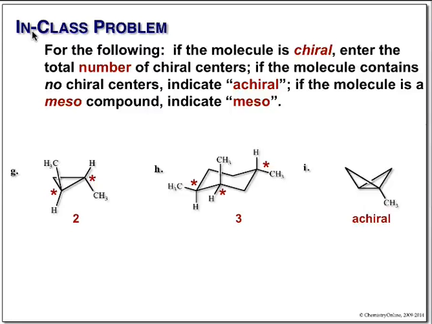Remember that when we're talking about a meso compound, it's also proper to say that the meso compound itself is achiral. It contains chiral centers, but the molecule itself is achiral. Important distinction.